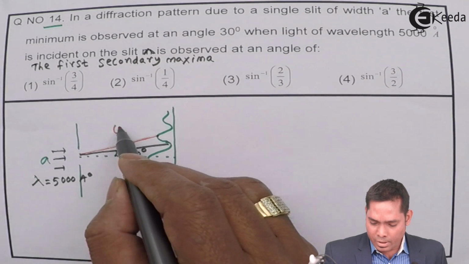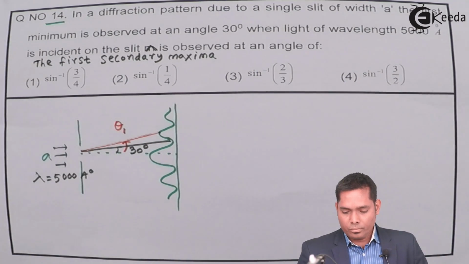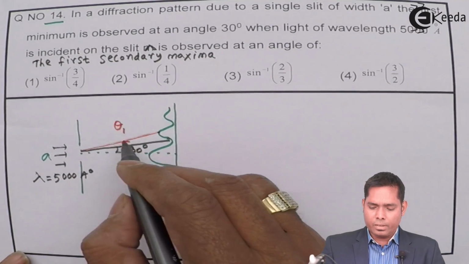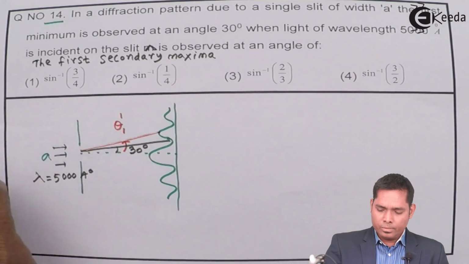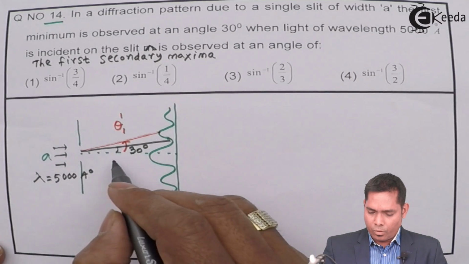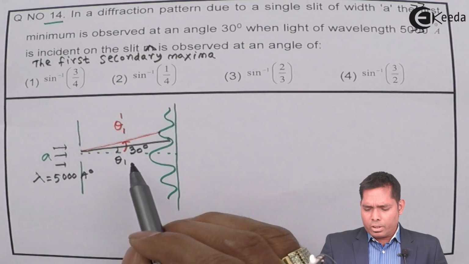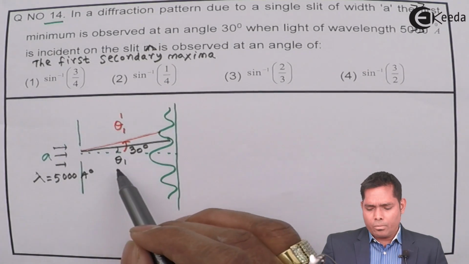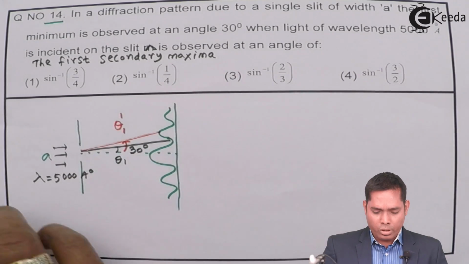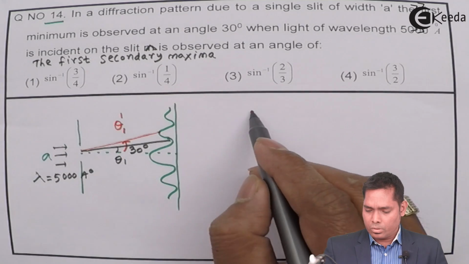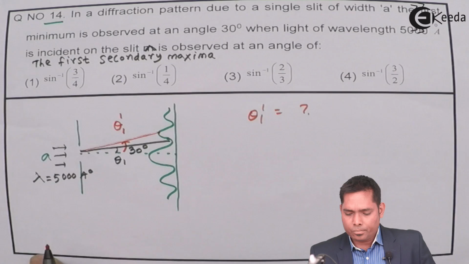I'll call this theta 1, suppose. For minimum we are using theta 1 as 30 degree, and for maximum we are using the notation prime. So we are actually going to find theta 1 prime. This is the diffraction pattern.